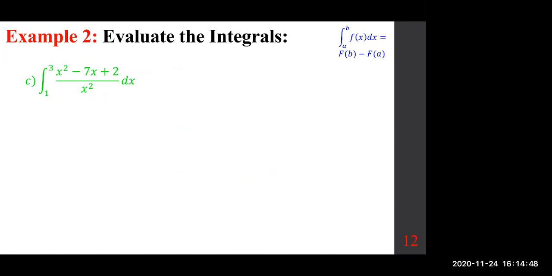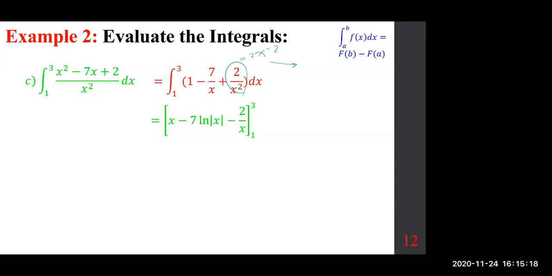We did this before. We didn't evaluate it from 2. I hope you remember that. We cut it into 3 pieces. And the first one is simply x. The second one is a natural log, minus 7 natural log of x. And the last one becomes minus 2 over x. This is in your notes, but quickly, this is 2x to the power of minus 2. And so 2 over negative 2 plus 1, x to the power of negative 2 plus 1, which results in minus 2 over x. And let's plug in.